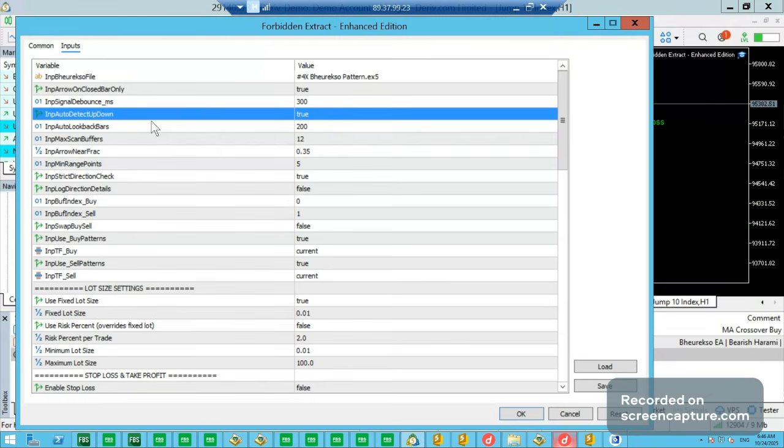It will automatically determine which arrow means buy and which arrow means sell. So that's the function of this. So you need to set it to true.